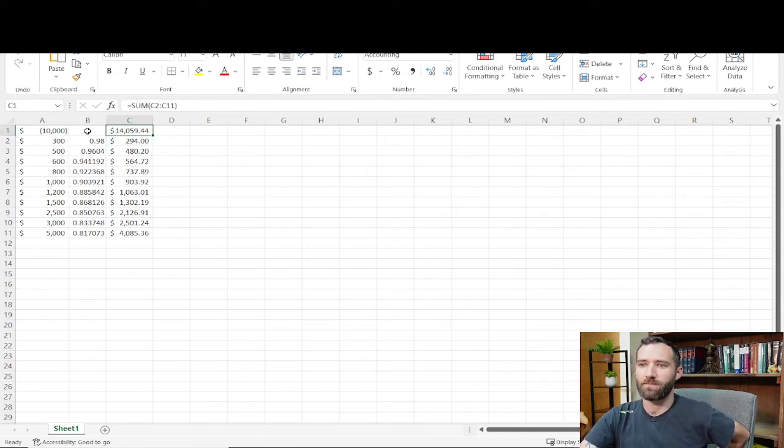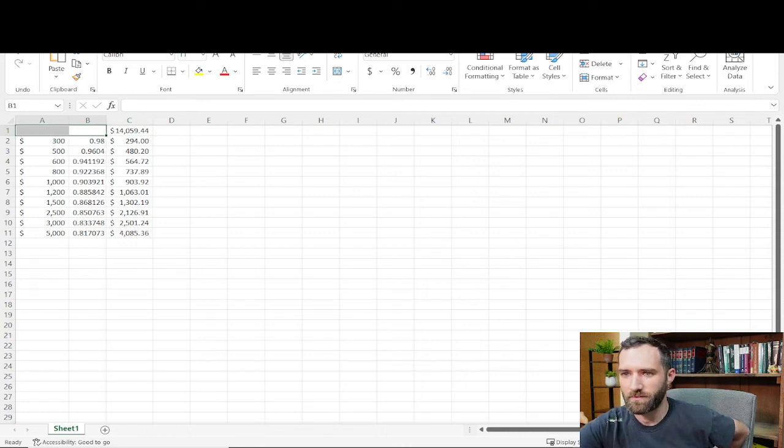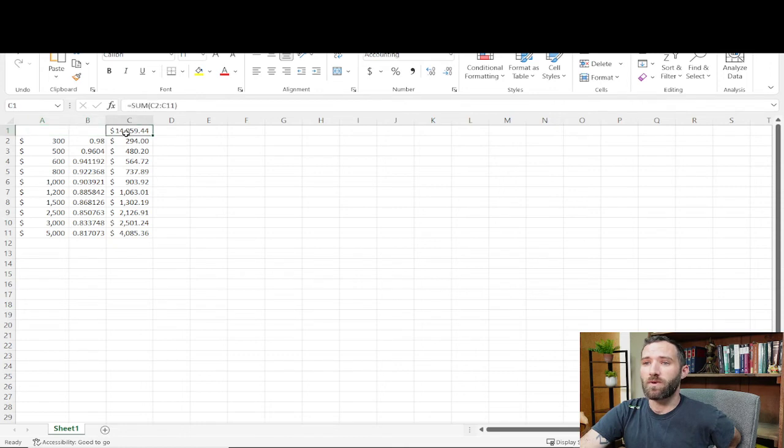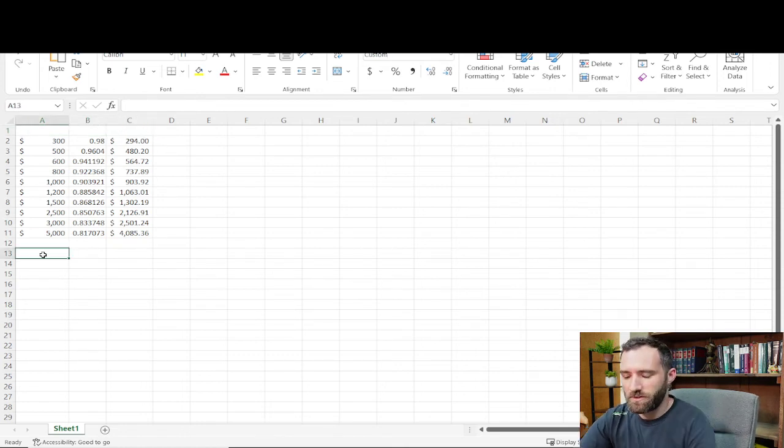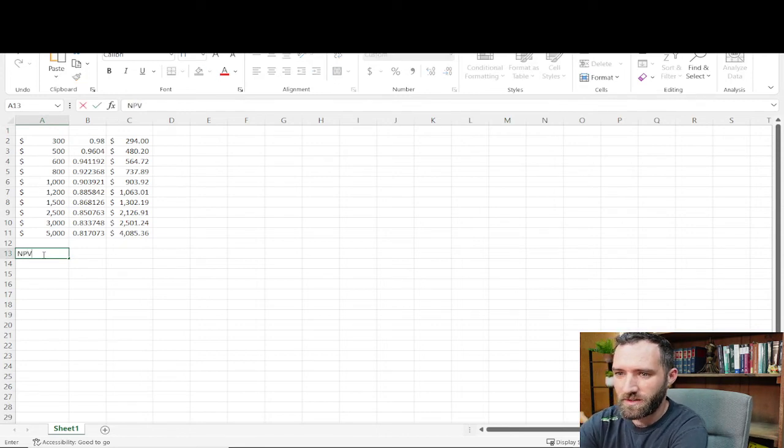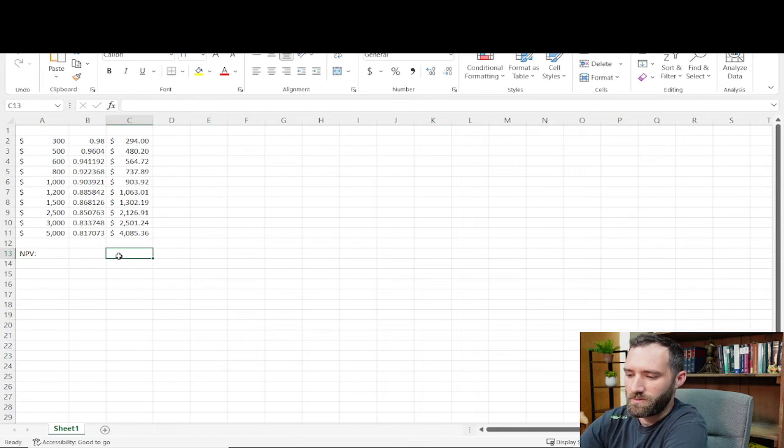And actually, let's just do this. Forget about the initial price. That was a mistake to include. Okay, so $14,000 is the current value of these future cash flows. We call it the net present value. And that's present value.